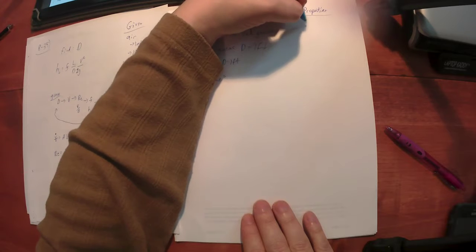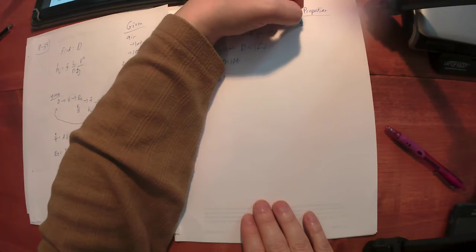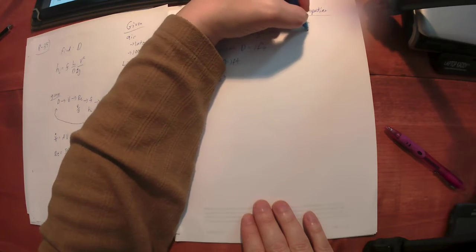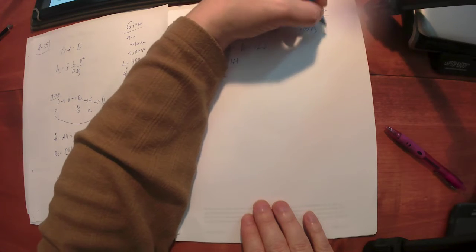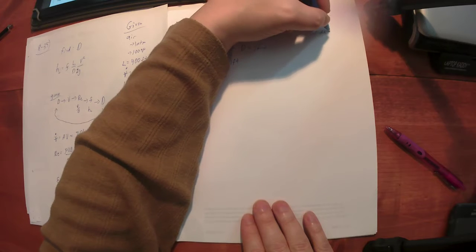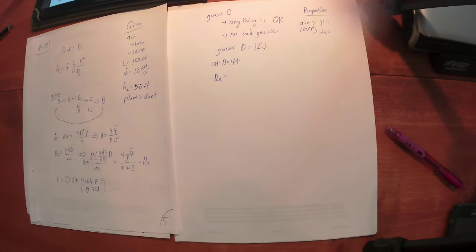I knew there was something I should have done in the last video. Properties. I've got air at 100 degrees Fahrenheit. That'll give me density and viscosity. I need those two values. Okay.